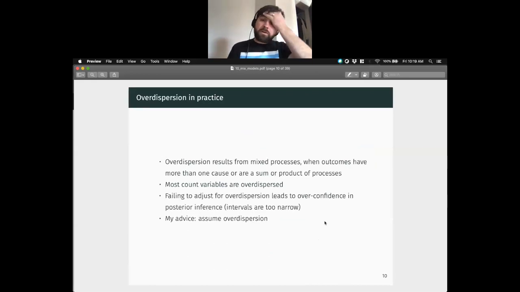So overdispersion, which is what we're seeing here, results from mixed processes when outcomes have more than one cause or are a sum or product of processes, right?